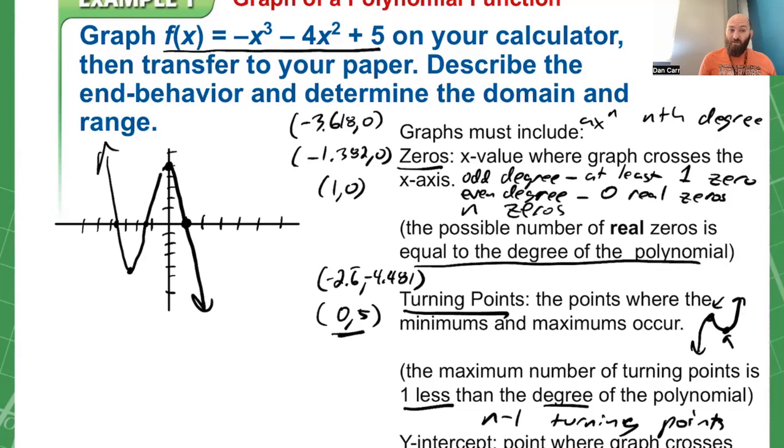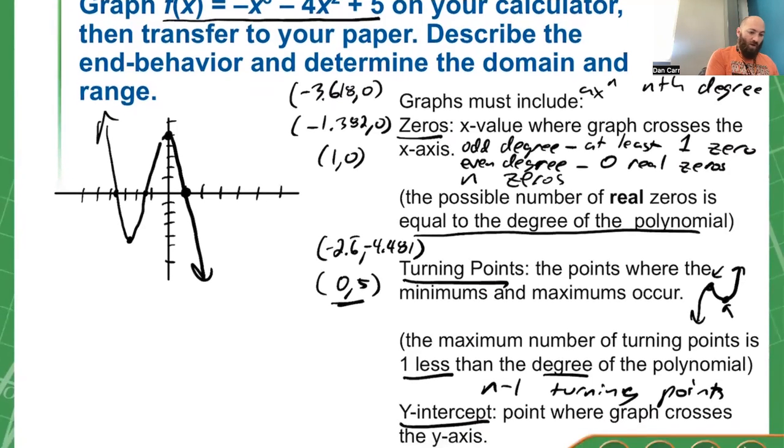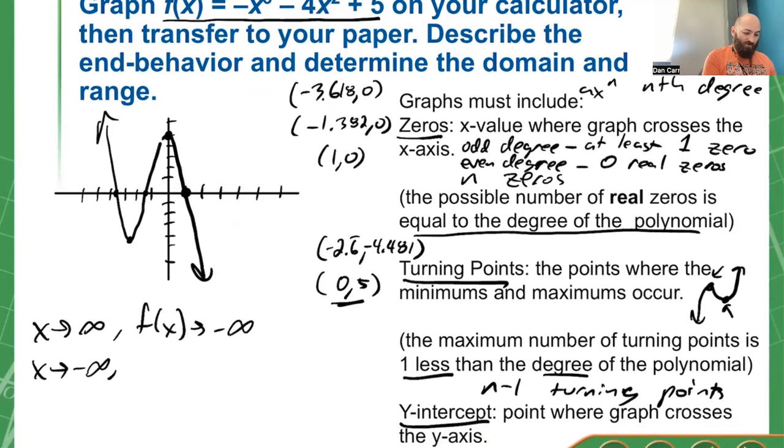Now I can do my end behavior and domain and range. So as you notice, for end behavior, we always start the same way. x approaches positive and negative infinity. So as we go off to the right, my graph is going down forever. So f of x approaches negative infinity. As it goes to the left, it goes up forever. So f of x approaches positive infinity here.